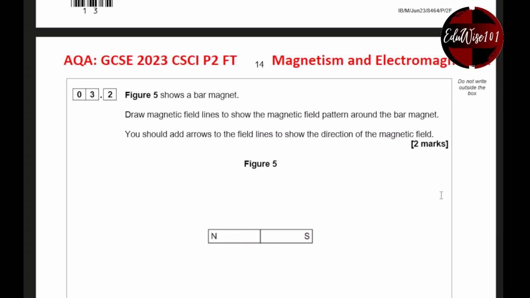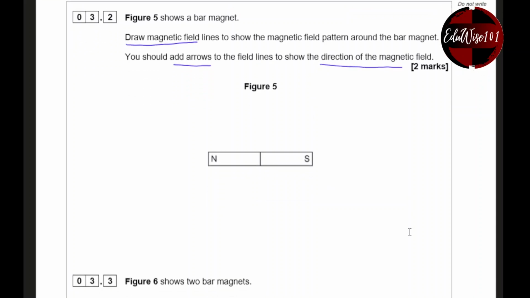Question 3.2. Figure 5 shows a bar magnet. Draw magnetic field lines to show the magnetic field pattern around the bar magnet. You should add arrows to the field lines to show the direction of the magnetic field lines. So you're going to get 1 mark for drawing the magnetic field lines, and another mark for adding the arrows to show the direction of the magnetic field correctly. Hence the 2 marks. So how do we start here?